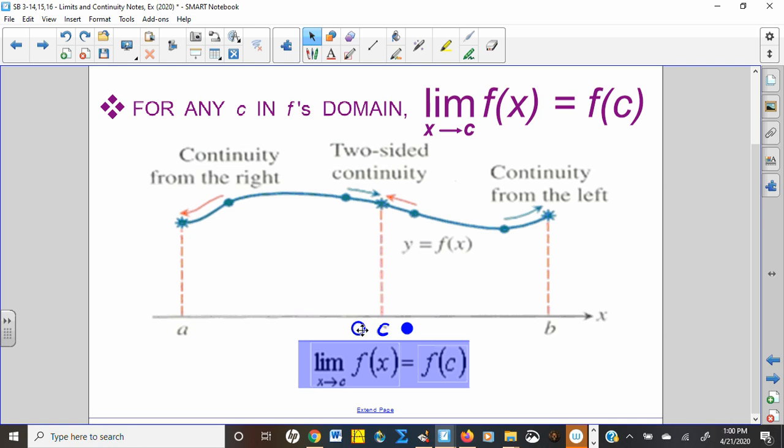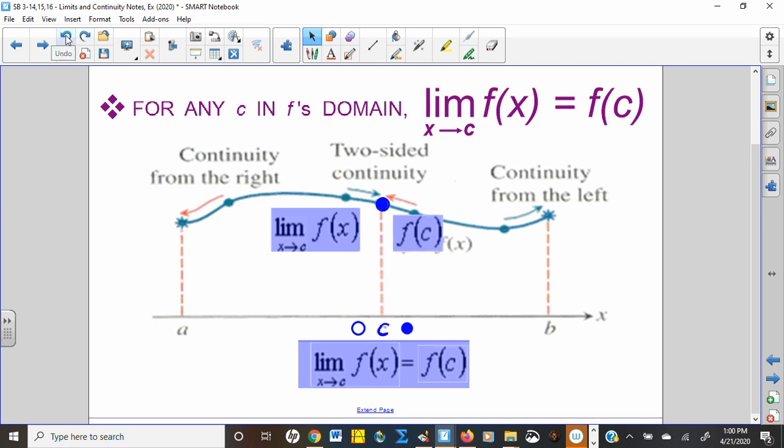So here we have two different sides of the function coming together, but there could be a hole there. There could be a hole at C, but we know that the limit exists because I'm moving towards the same spot. But now f of C is equal to that limit. And so that means that we have continuity.